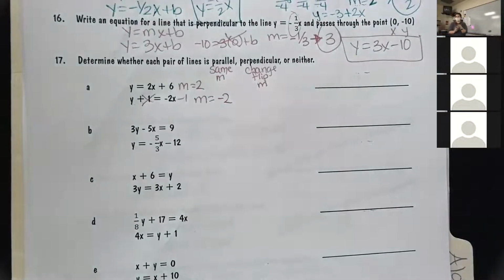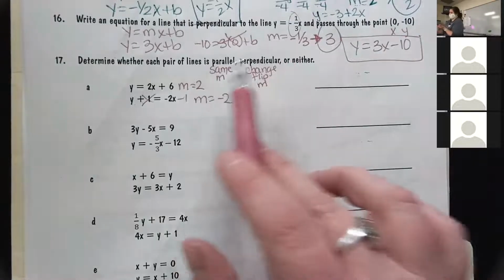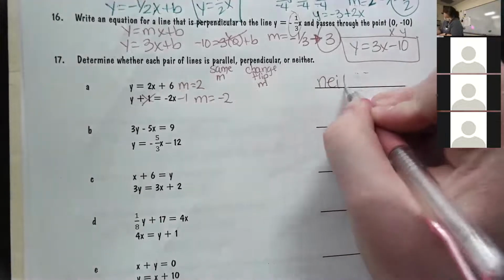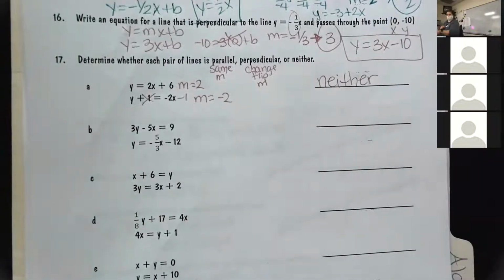Are they the same? No. Are they opposite reciprocals? No, because if I flip 2, that would turn into a half, and then it'd have to be -1/2. So if it's not parallel, it's not perpendicular, what is it? Neither. It is okay to get a lot of neithers on this page. So you need to finish this page before tomorrow, which you have plenty of time to get done right now. And then I will not be here tomorrow.